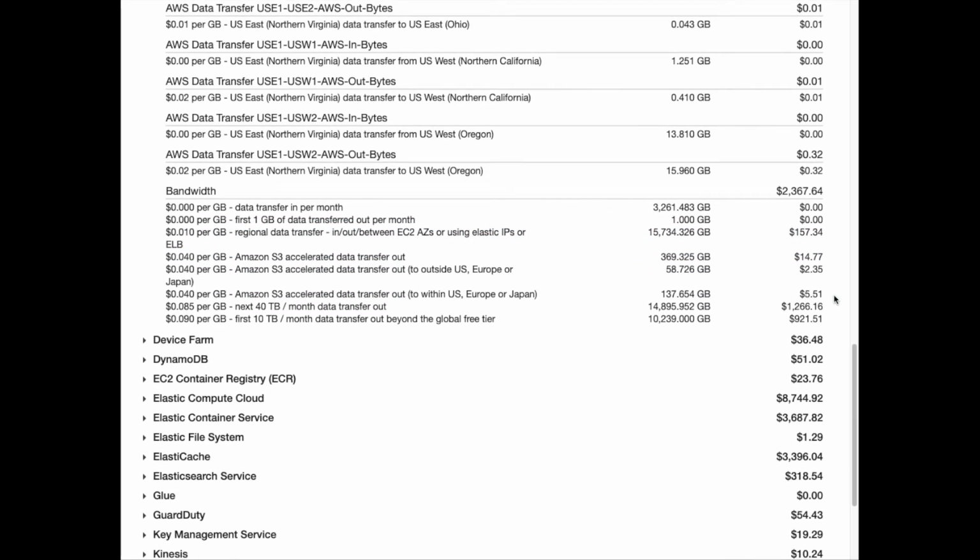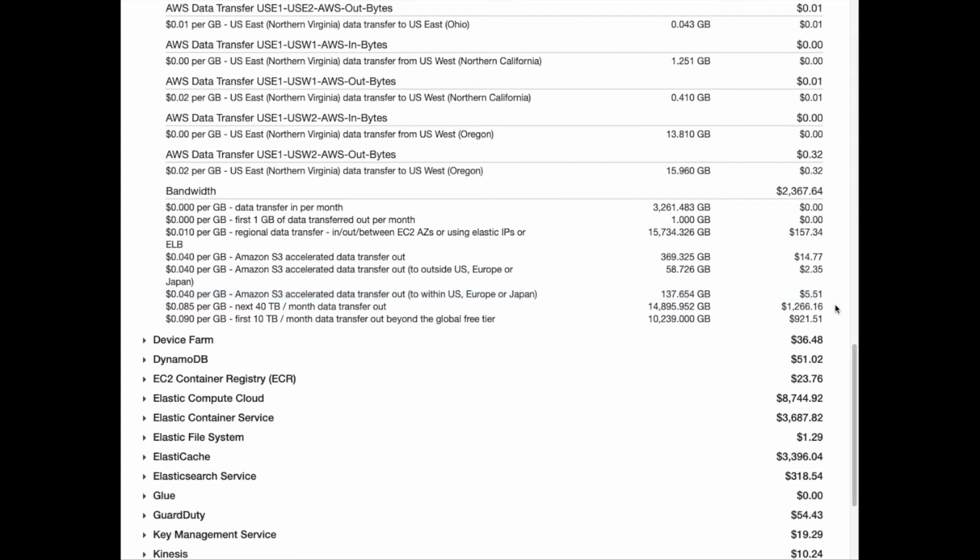And then we have our Amazon S3 data transfer bandwidth, and this is broken down. The primary components here are data transfer out to outside of the US, Europe, or Japan, or transfer to within the US, Europe, or Japan. And for us, most of our activity here is within the US, and that's represented by the largest charge here. And again, the costs don't really add up to very much.